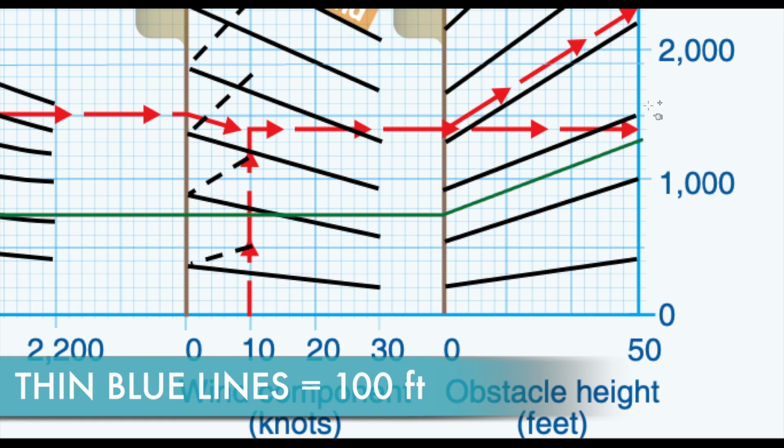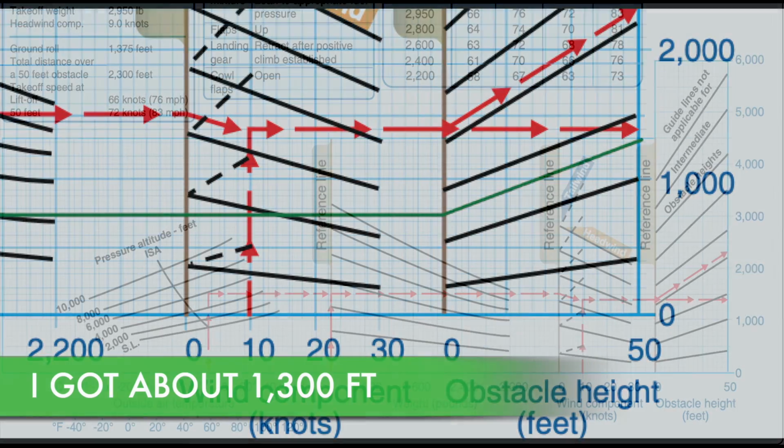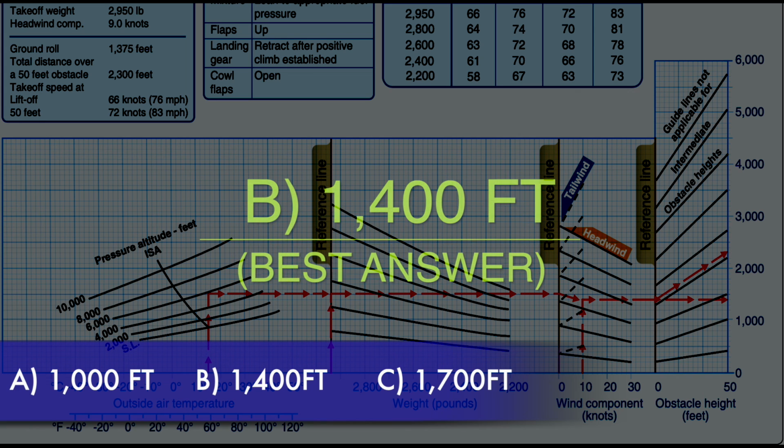Every one of these thin lines represent 100 feet, and there is a 1,500 foot mark right in between the 1,000 and 2,000 feet. So counting down from this 1,500 foot mark, there's the 1,400, and my green line is sitting right at the start of 1,300 feet. Reviewing back to the 3 possible answer options, we will choose the best available answer. With a difference of 100 feet, answer B, 1,400, is my best answer.